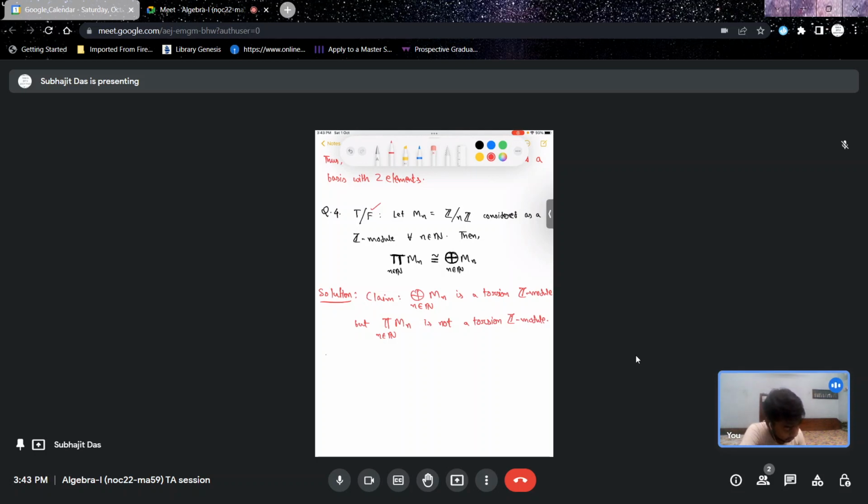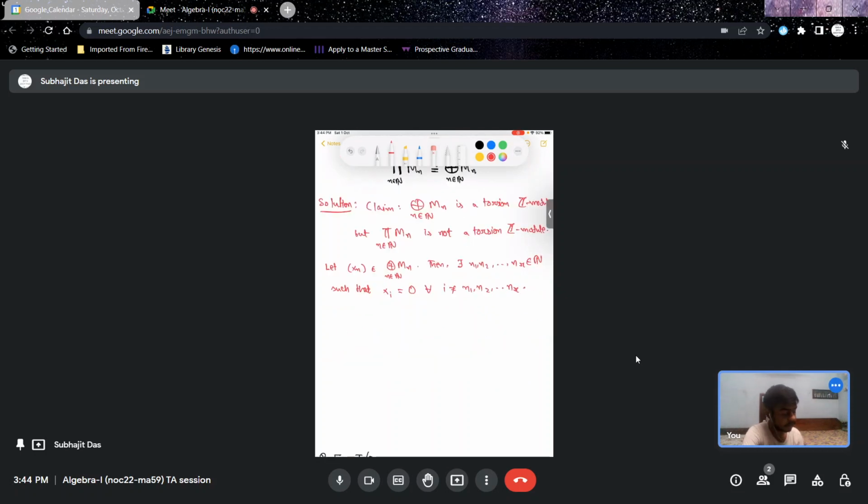So let xn be an element of the direct sum of Mn, n in natural numbers. Then there are finitely many indices, n1, n2 up to nr, in the natural numbers, such that xi is equal to 0 for all i not equal to n1, n2 up to nr. That is, any element of the direct sum, as I said, will have exactly finitely many non-zero elements.